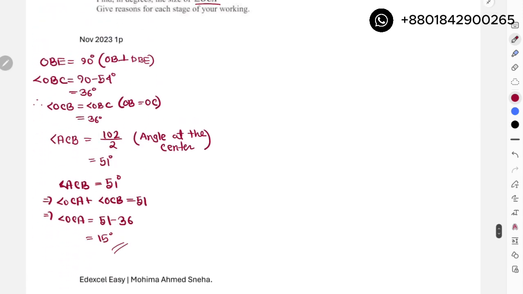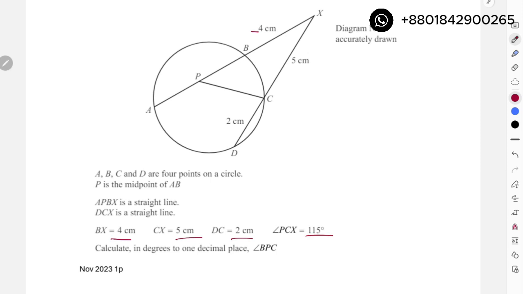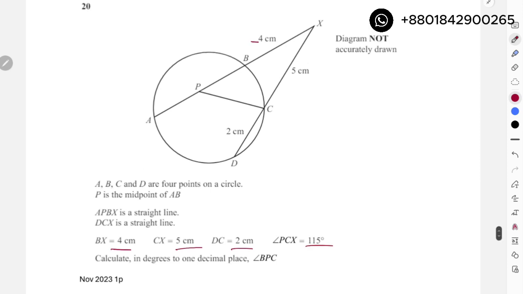Then after this, we'll move on to the next question quickly. This is again your intersecting chord theorem kind of maths. This one says that BX is 4 centimeters and CX is 5, DC is 2, and PCX is 115. That means this angle PCX is given as 115 degrees and you want to find out BPC, right? Before that, we have to find out this length. 5 is given, but PB has to be calculated.